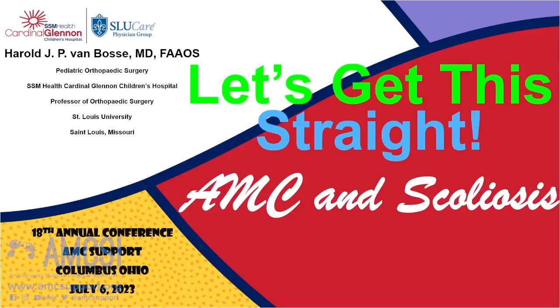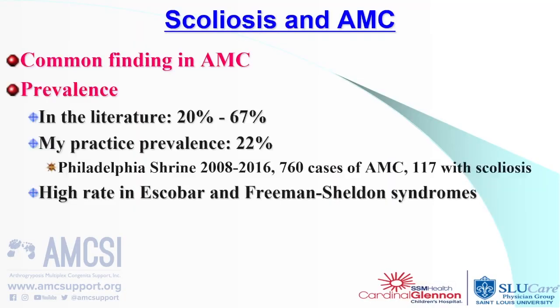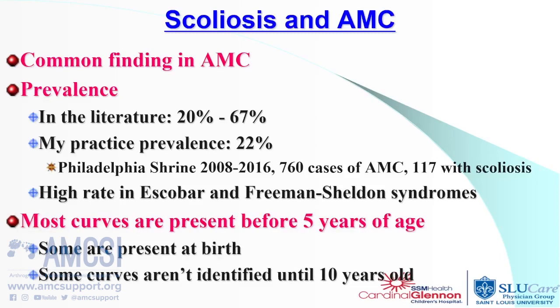Thank you very much. All right. So let's talk a little bit about scoliosis and arthrogryposis. It's a common finding in arthrogryposis. The literature says it's anywhere from 1 out of 5 kids to 2/3 of kids. In my practice, when I went over my own numbers, we found that about 22% of the kids that I was following had some form of scoliosis, and that was looking at 760 cases of arthrogryposis and 117 with scoliosis. We find that there's a high prevalence in a couple of diagnoses. One is Escobar syndrome, that's the kids who have webbing, pterygium, and the other one is Friedman-Sheldon syndrome, which is one of the distal arthrogryposes.